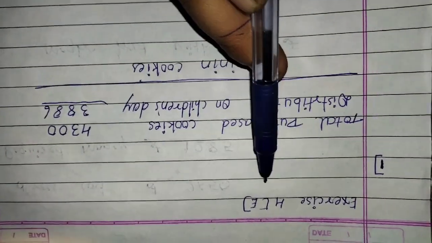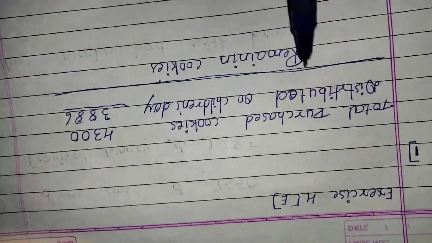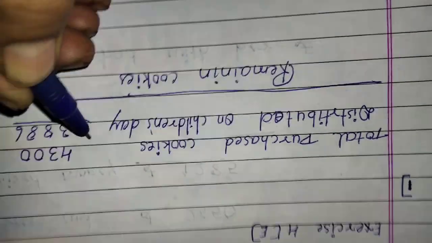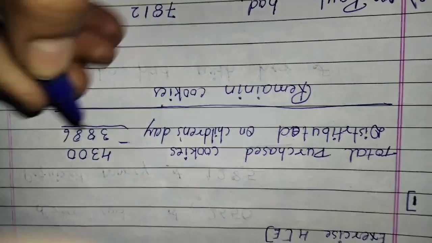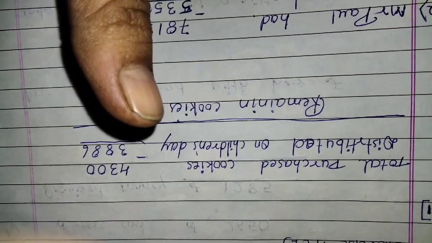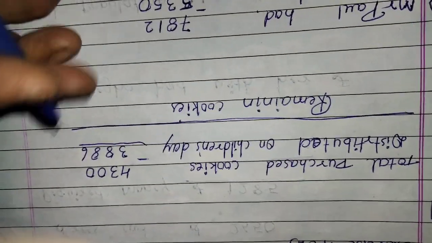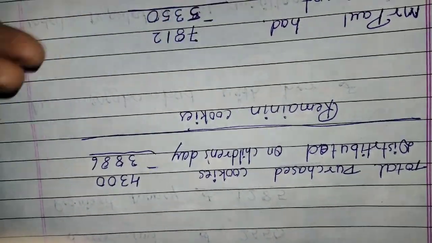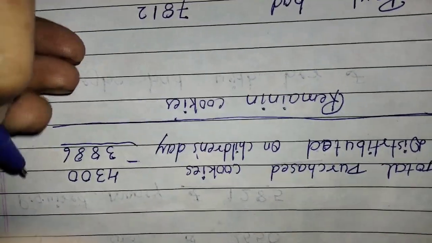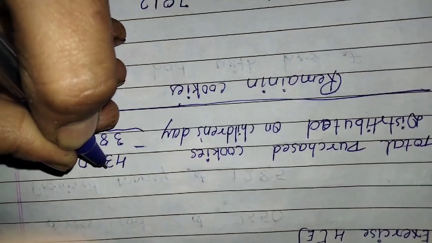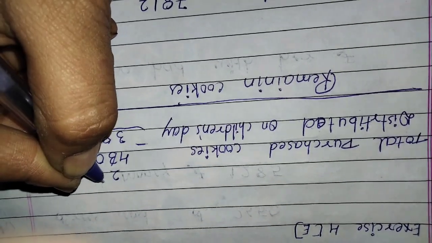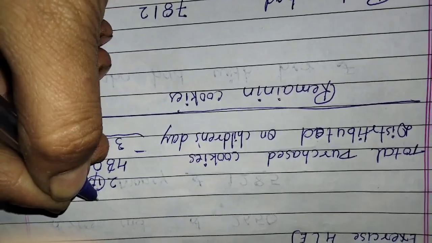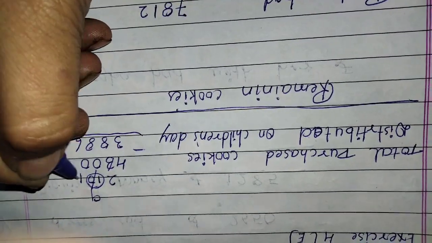Now exercise number 4e, first one solution. Total purchased cookies 4,300. In that, 3,886 cookies were distributed on Children's Day. Now they are asking for the remaining cookies. Now you have to do the subtraction. Then you have to take one borrow from these, 3 here, 10, cut this 10 here, 9 and here 10.